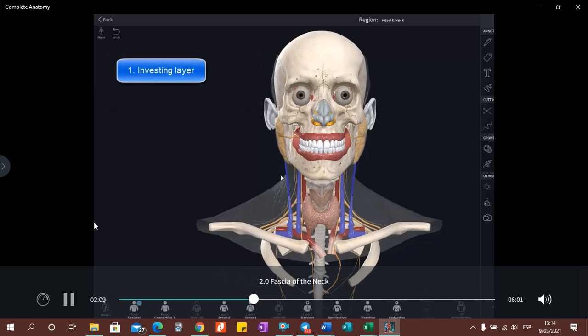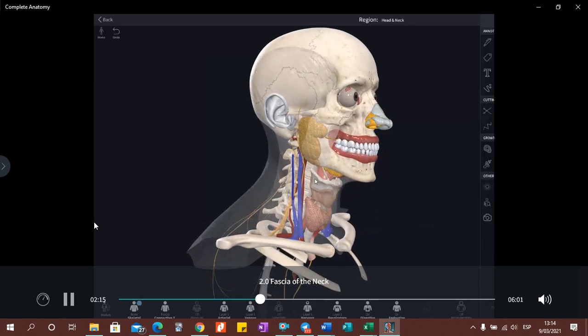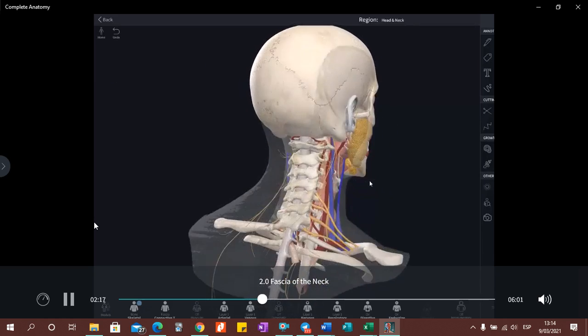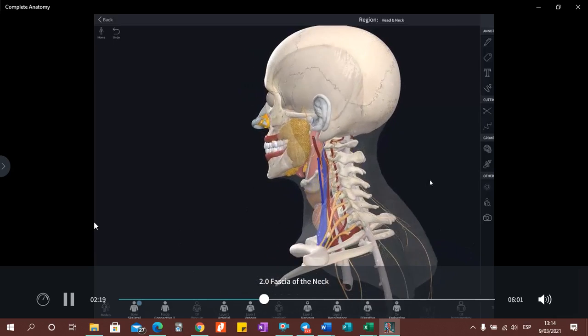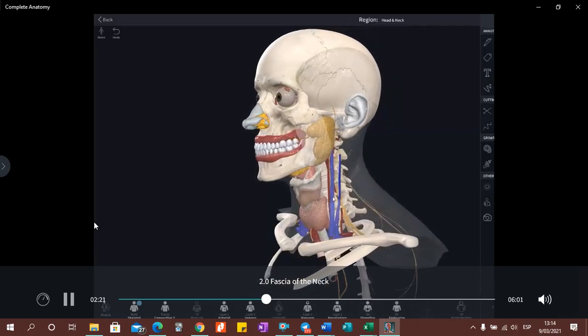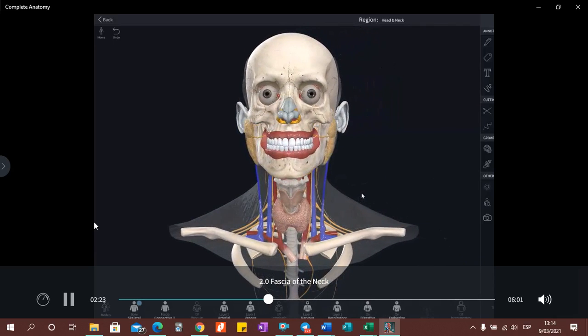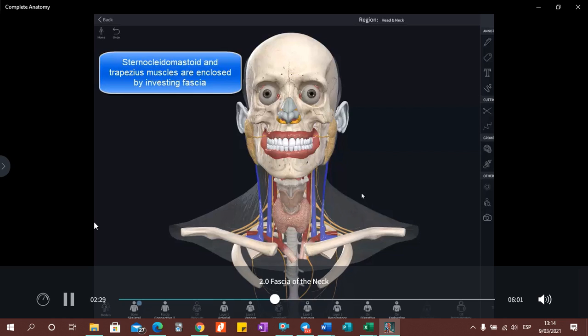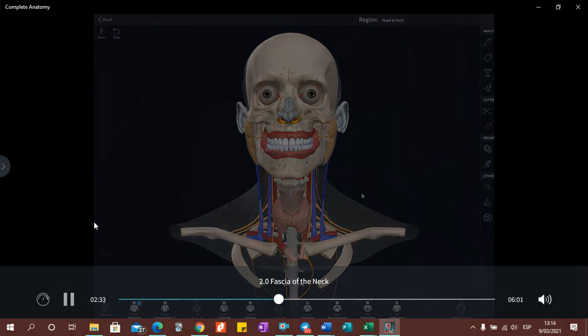The first layer is called the investing layer of deep cervical fascia. This layer is the most superficial layer of the deep cervical fascia, and it'll surround the entire neck. It's deep to the skin and deep to the subcutaneous tissue. At several places, it'll actually split into two different layers, and they will then enclose or invest muscles, for instance, the sternocleidomastoid and the trapezius.